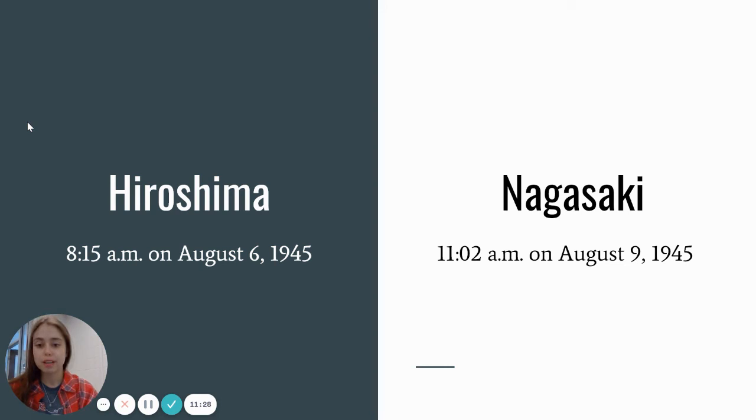Okay, so the US does drop 2 atomic bombs on Japan in 1945. The first one is on the city of Hiroshima on August 6th, and the second one is on the city of Nagasaki on August 9th. So there's only 3 days in between the two bombs being dropped. That is not giving Japan very much time to react and to decide what they should do, whether they should surrender or what should happen. But the US goal is to get Japan to surrender, so they dropped 2 atomic bombs in very close succession to each other.